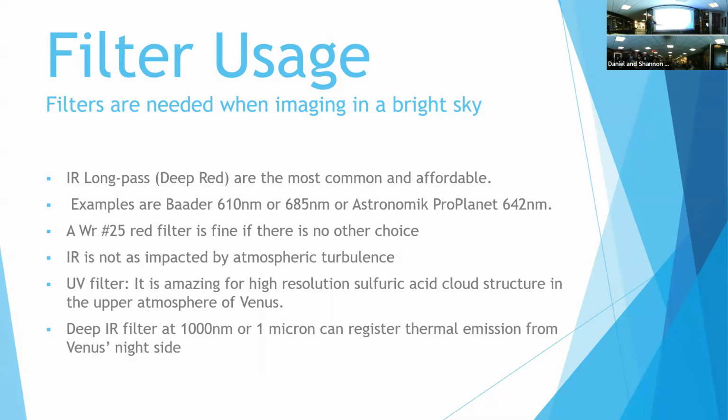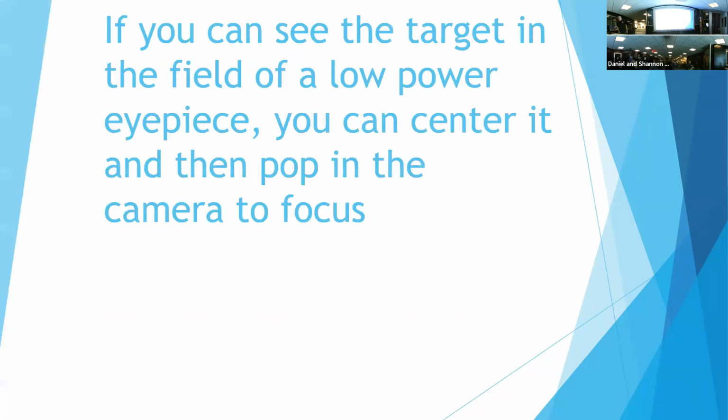A deep red filter at 1000 nanometers or 1 micron can register the thermal emission from the Venus night side. So it penetrates to the surface on much of the night side of Venus. I will show you more about that. And also you can take it in daylight too. Now, if you can see the target in the field in a low power eyepiece, you can center it and then pop in the camera to focus. Okay. Once you verify all of the things I showed you, then probably you're all ready to get the imaging going.